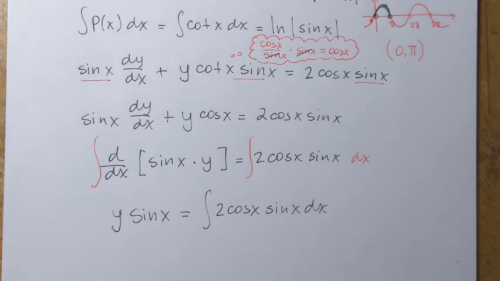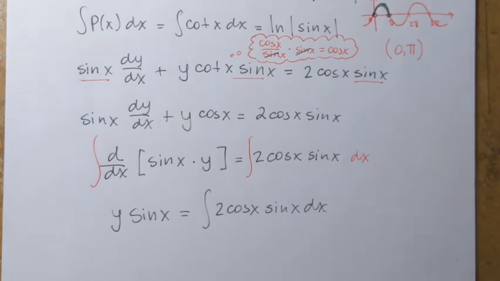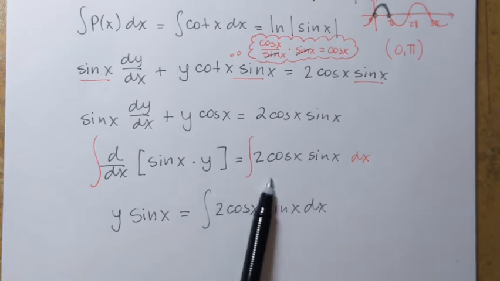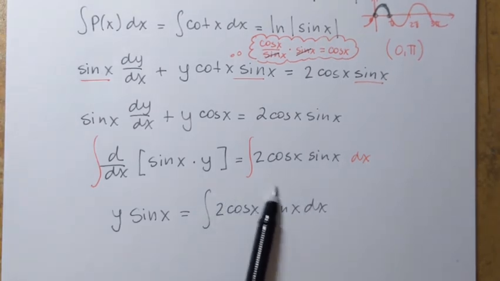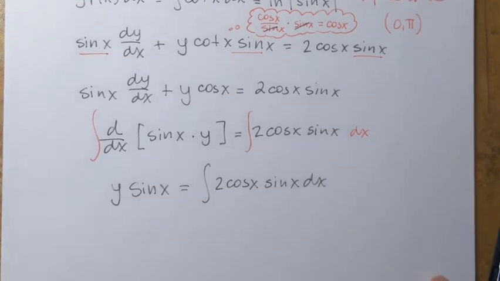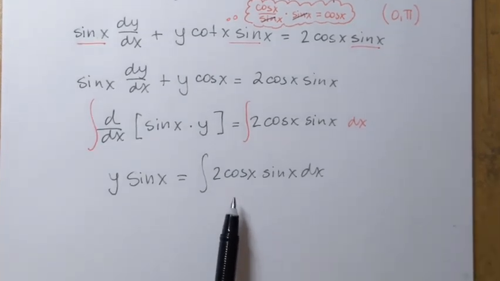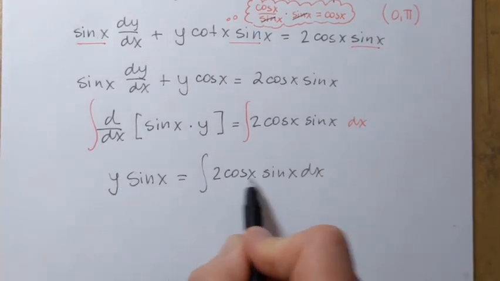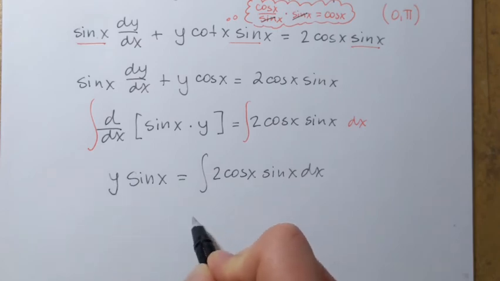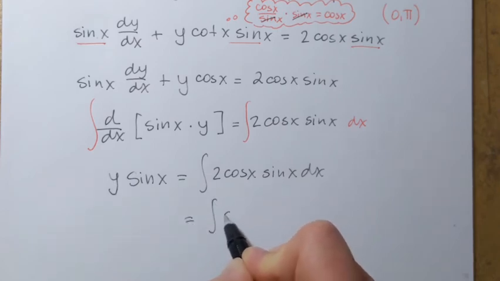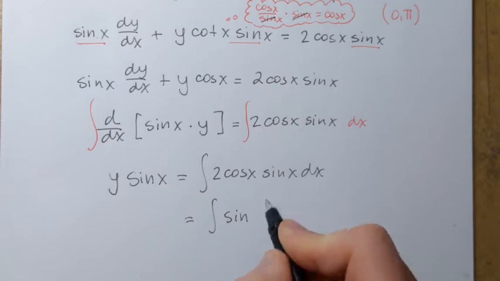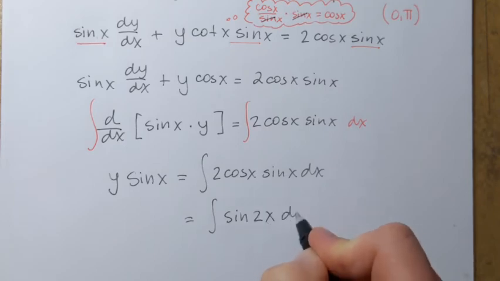Here, it's a little bit more obvious, I guess, so I'll just leave it to you to try. What else can you do here? You can apply trigonometric identities here. 2 cosine x sine x is actually one of the famous trigonometric identities. It's a double angle identity. So that expression we can rewrite as sine of 2x dx.